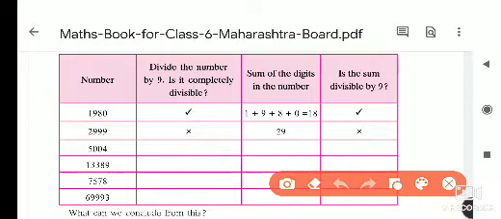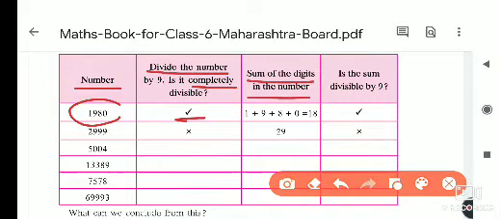First of all, there are some columns. The first is the number. Next, we divide the number by 9 and check whether it is completely divisible by 9 or not, which is important. If it is divisible, we give a correct mark in this box. The next box is the sum of digits in the number.